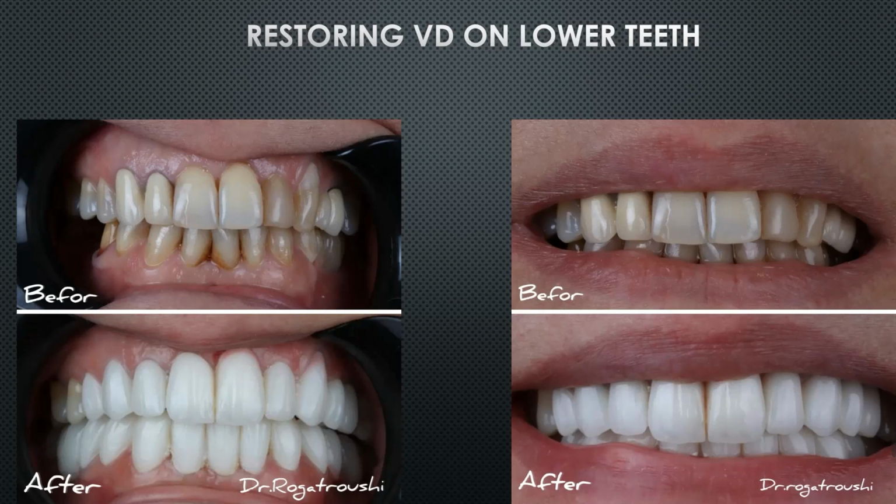Another case, restoring vertical dimension on lower teeth. This is the contrary. We have some teeth here that didn't need preparation, so we increased vertical dimension on the lower teeth. We didn't increase vertical dimension on the upper teeth. In all the other cases we distribute the vertical dimension on upper and lower teeth. Here, no, on the lower teeth only. The previous case on the upper teeth only. So these are different scenarios.